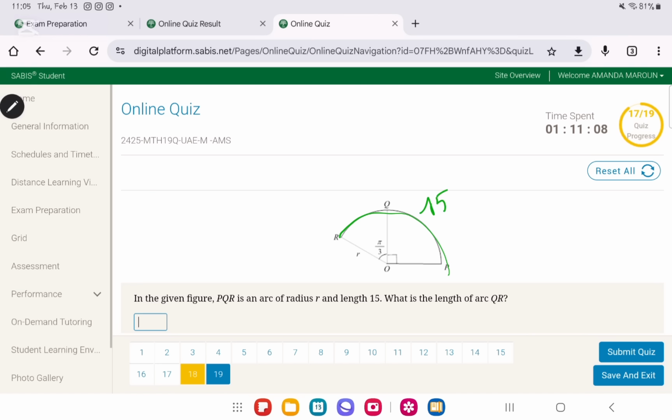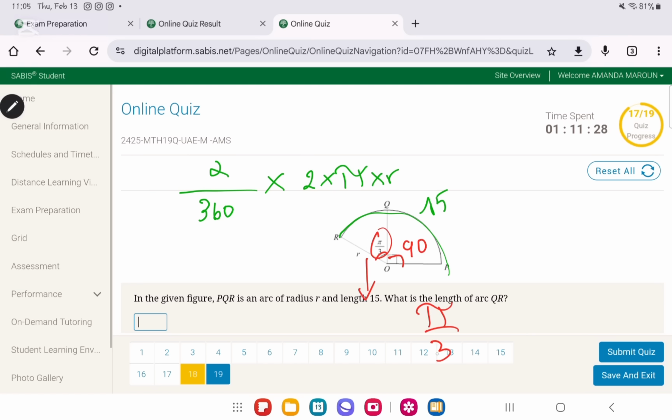To find the length of anything, it is going to be angle over 360 times 2 times pi times r. Okay, so we can find the value of r. We know that the angle is what? We know this is 90 degrees first of all, because this is given to us. Now this one is pi over 3. If you remember, whenever we have pi over 3, we substitute pi by 180, so it's 180 divided by 3, which is 60. So this angle over here is going to be 60 degrees. So all in all, it's 60 plus 90, which is 150 degrees.